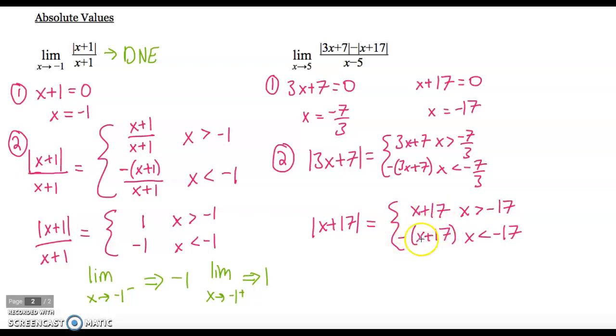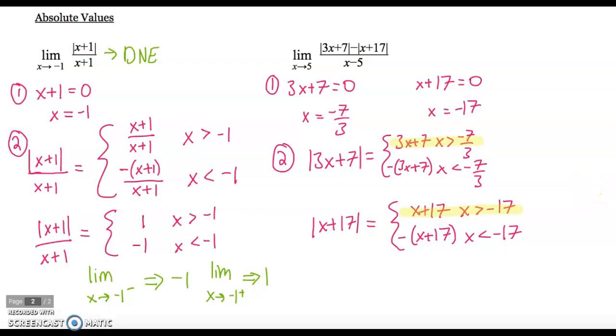All right, so now I have to look at what my x is approaching. Previously, we were approaching -1, and -1 was the breaking point, so I had to test my left and right-hand limits. However, because I'm approaching 5 in this problem, I don't actually have to consider both pieces of both piecewise functions. When I do x approaching 5 in this top one, I'm going to be looking at just these pieces for x greater than -7/3, because 5 is greater than -7/3. Same thing with this bottom one here. I'll only consider this top piece as well.